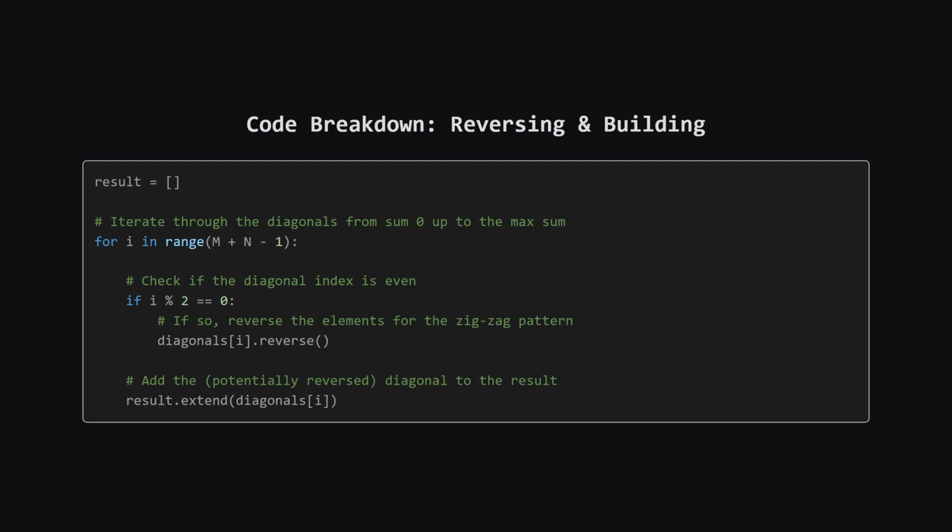Now for the second part. We create our final result list. We loop through all possible diagonal sums, from 0 up to the maximum. Inside the loop, we check if the diagonal index, i, is an even number. If it is, that's our signal to reverse the little list of numbers we collected for that diagonal. Then, whether we reversed it or not, we add that entire list's contents to our final result, and that's it.